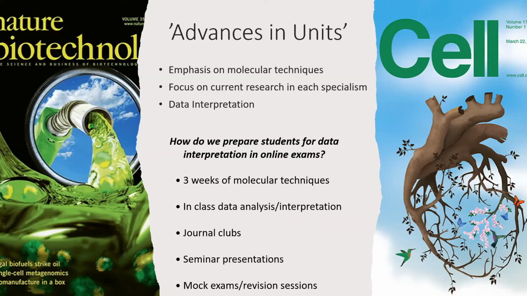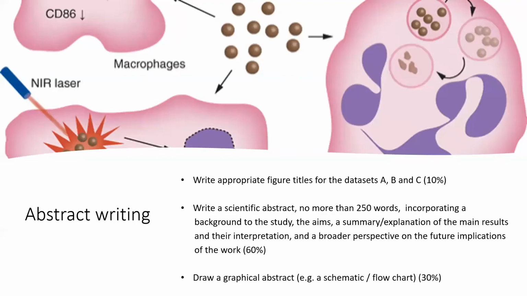Okay. So what are these data interpretation approaches that we're using? The first is abstract writing. I think this is one of Momna's favorites. We give the students a very small data set of around 2 to 3 figures. They have a short paragraph explaining the background to the study and figure legends. And then we ask them to do 3 things.